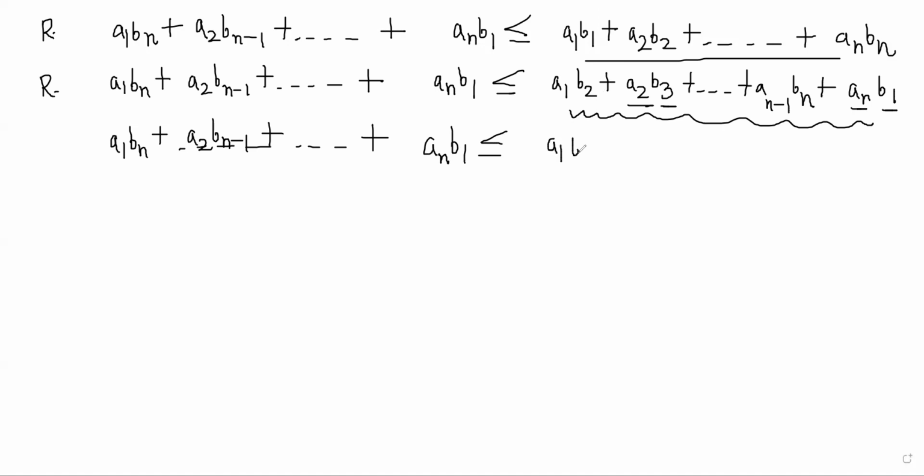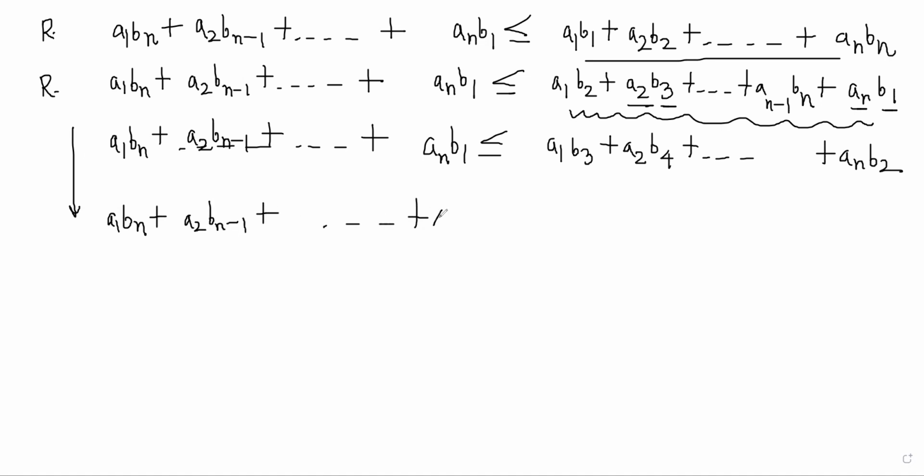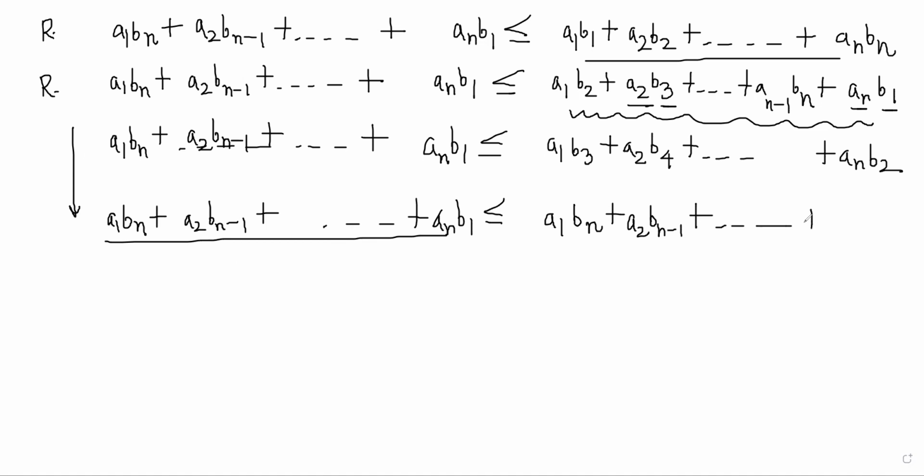So here I will write now a1 b3 plus a2 b4 and so on till an b2. And I will continue writing these till I get a1 bn plus a2 b n minus 1 plus an b1 is less than or equal to, this time it will be a1 bn, right? We are coming to the equality case here. We are writing the reverse order sum completely here, right? Actually, the last inequality is an equality rather than an inequality.